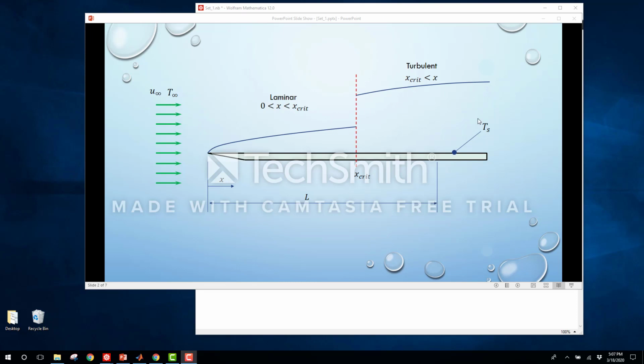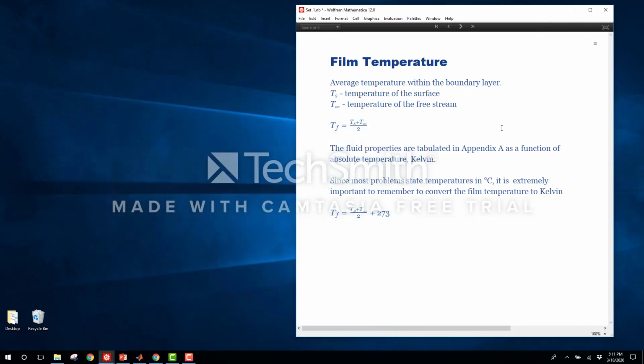In these types of situations, we typically have a heated plate at T sub S, the surface temperature, and T sub infinity, which is the temperature of the free stream. So this temperature that we will use in most of our correlations is referred to as the film temperature. The film temperature is the average temperature within the boundary layer, where T sub S is the temperature of the surface and T sub infinity is the temperature of the free stream. So T sub F, the film temperature, is equal to Ts plus T infinity divided by 2.